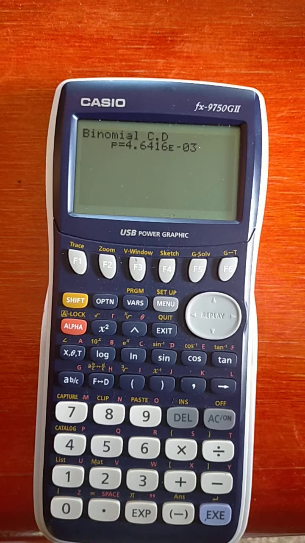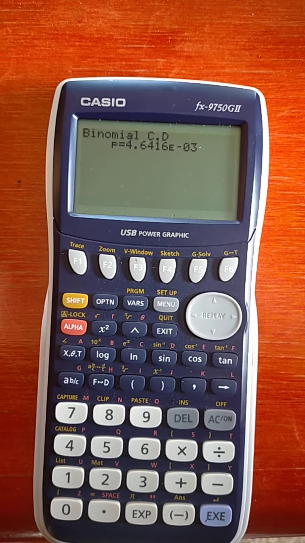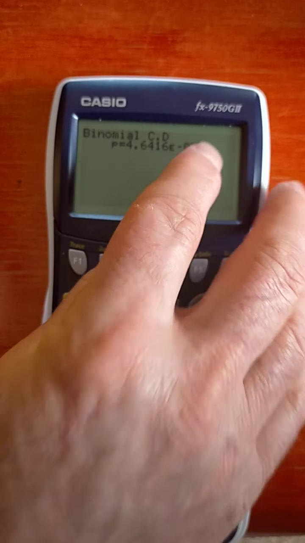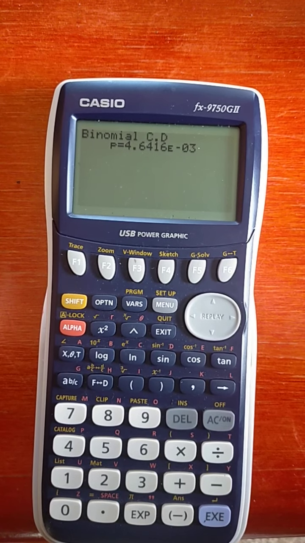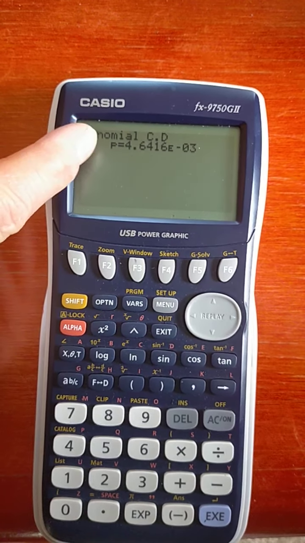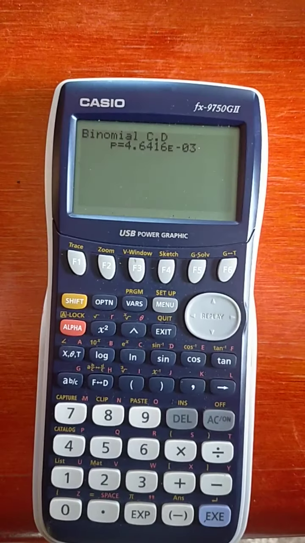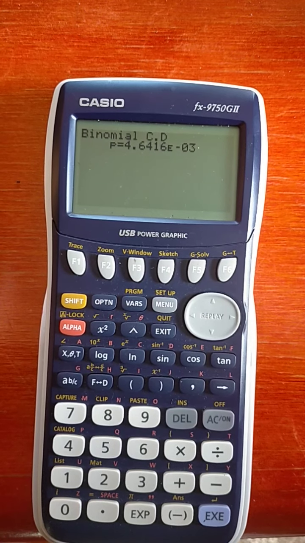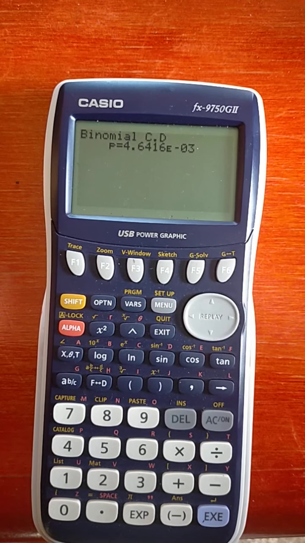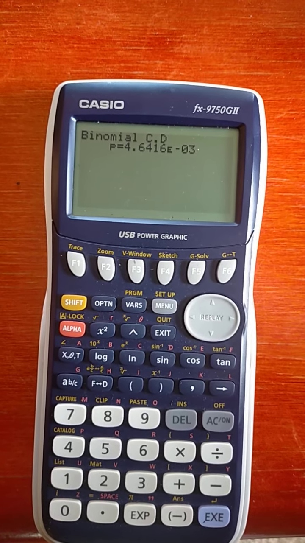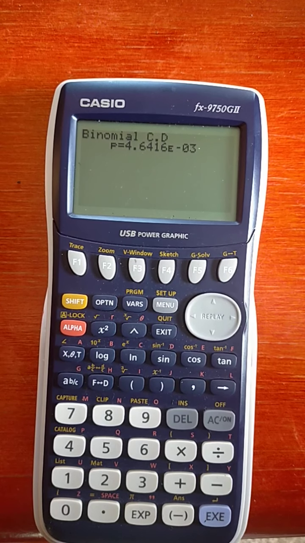Now whenever we see the E and the negative 3 here, remember that's just a really small probability, and so we've actually got to shift the decimal point by 3 spaces this way, so that would really be 0.0046 is what we would record to 2 decimal places.